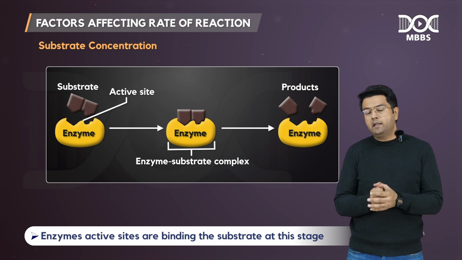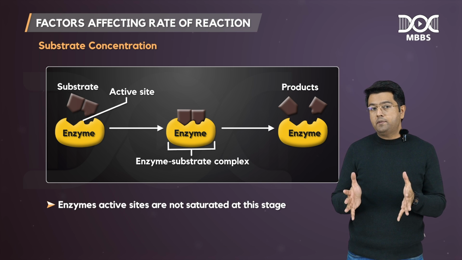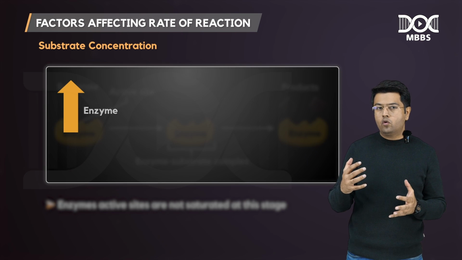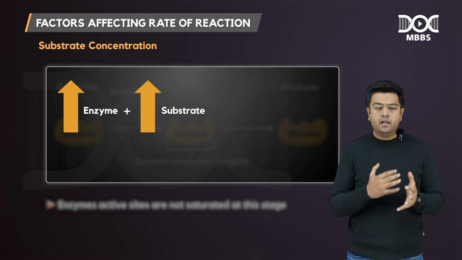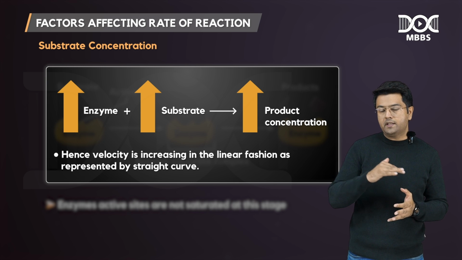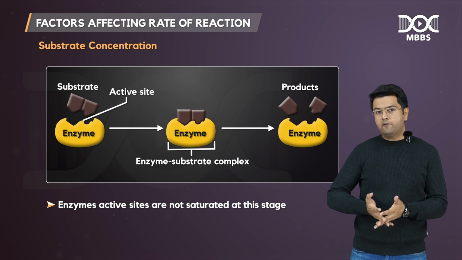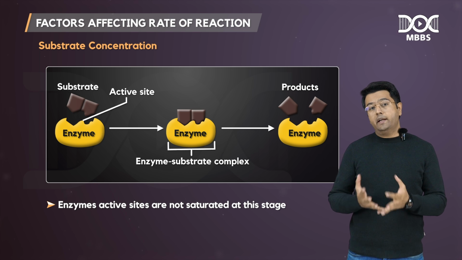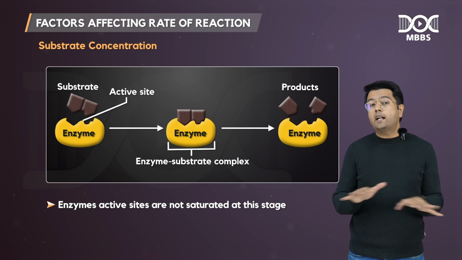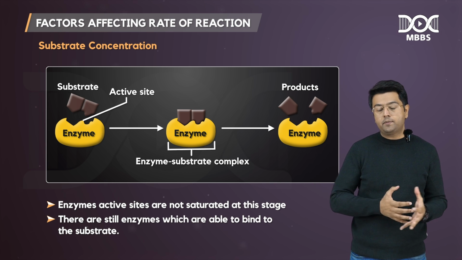So when they are binding the substrate and the product is formed, the enzyme's active sites are not saturated till now. So the more the enzyme, the more the substrate, and they keep on increasing the product concentration, right? So velocity is increasing in a linear fashion. Fine. So that is our first order kinetics, because right now the active site of the enzyme is not saturated. There are still free enzymes which are able to bind the substrate.